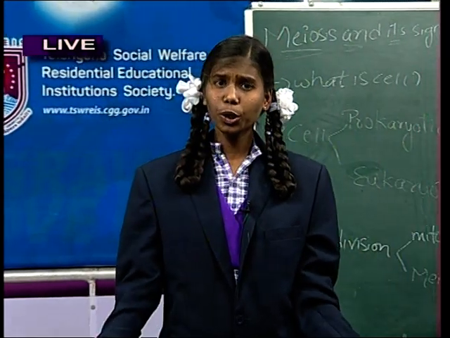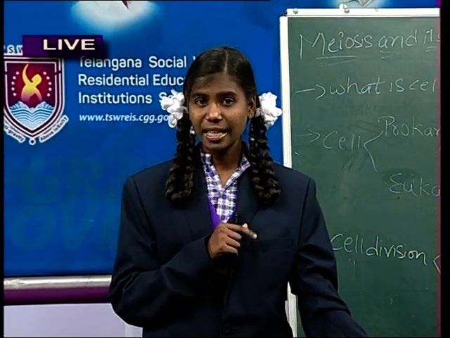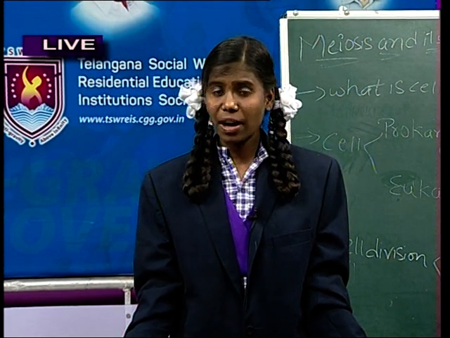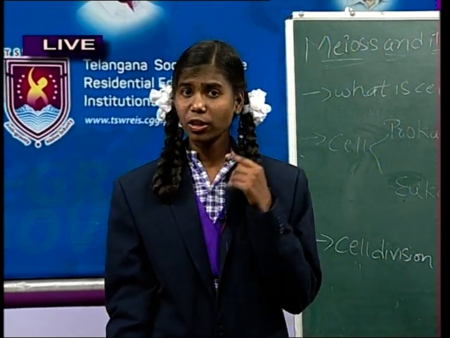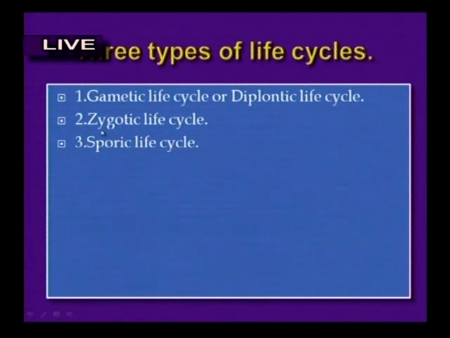So, in this sense, there are three types of life cycles utilizing sexual reproduction. Friends, are you following me? The first one is the gametic life cycle, which is also called the diplontic life cycle. The second one is the zygotic life cycle, and the third one is the sporic life cycle. So, these are the three types of life cycles.